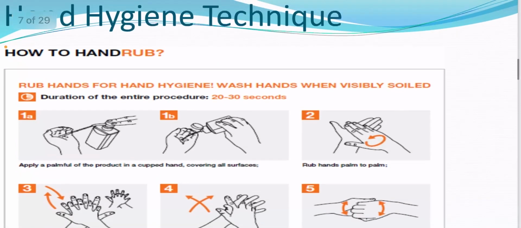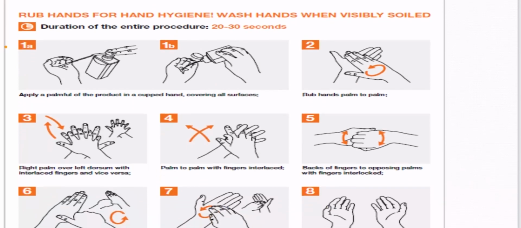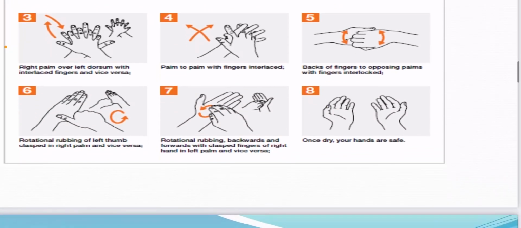Now I will explain how to do the hand rub with alcohol. The duration is 20 to 30 seconds. Take an adequate amount of alcohol. Apply palm to palm. Right palm over left palm. Left over right. Between the fingers, back of the fingers opposing. Rotational movement of the thumb. Tips of the fingers. Your hands are clean.